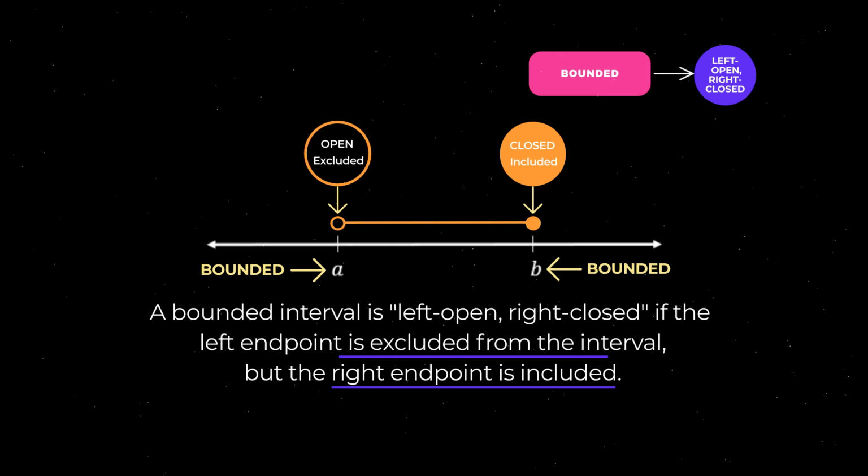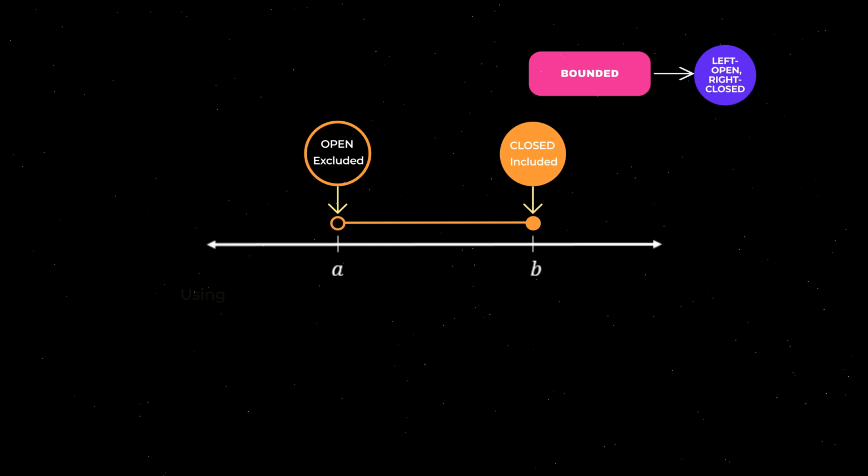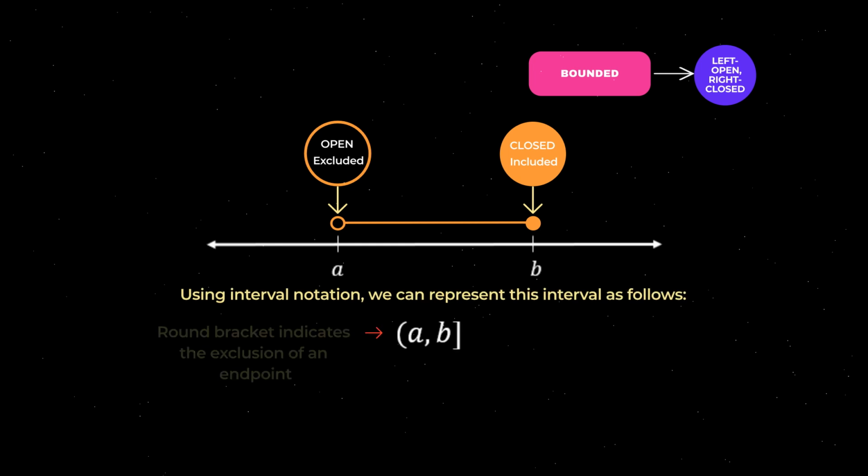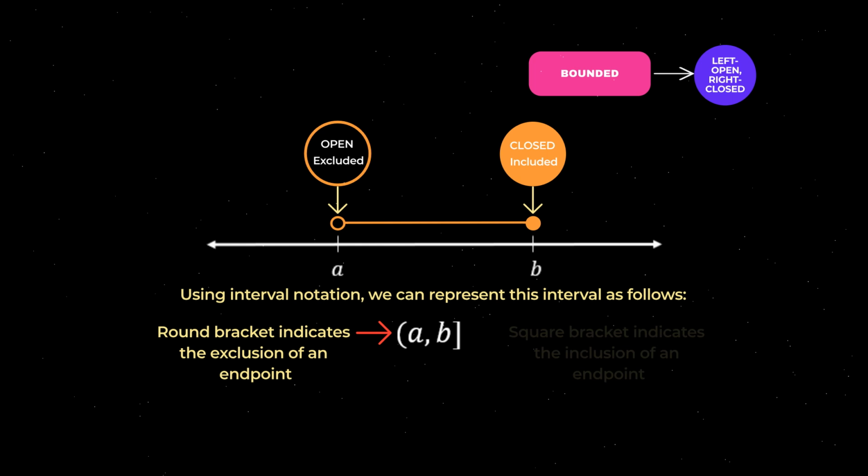Using interval notation, we can represent this interval as follows, where the round bracket on the left is used to indicate the exclusion of the left endpoint, and the square bracket on the right is used to indicate the inclusion of the right endpoint.